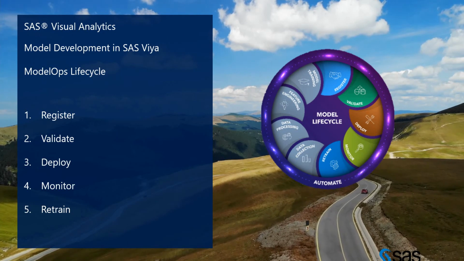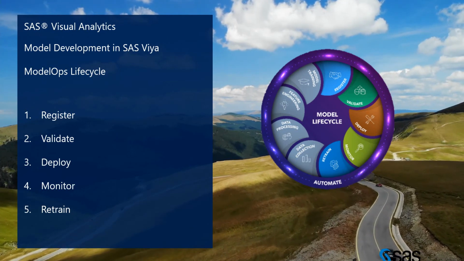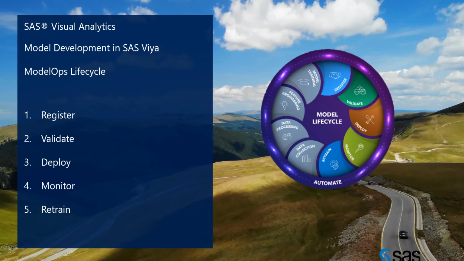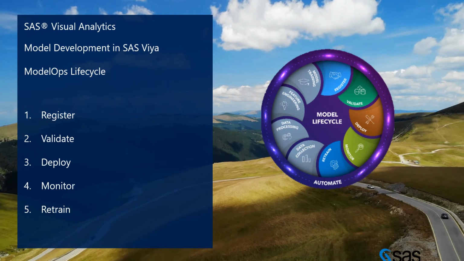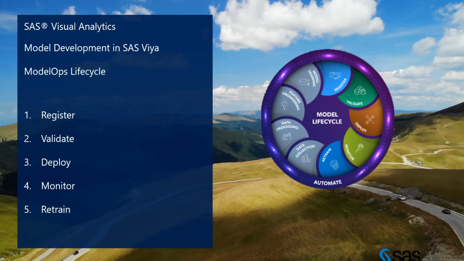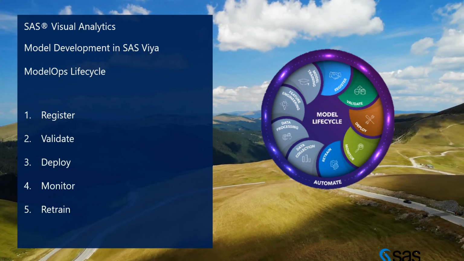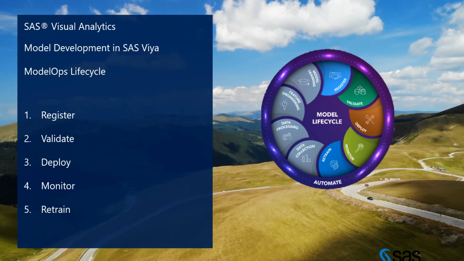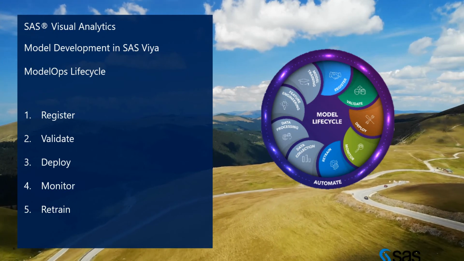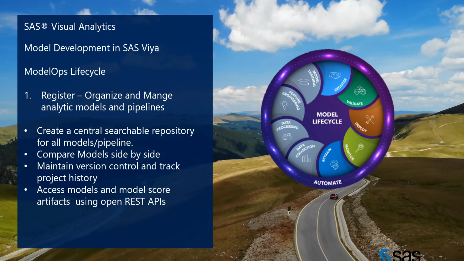So basically, in the ModelOps lifecycle, we have five main primary things: register, validate, deploy, monitor, and retrain. This is the main development life cycle. First, the register.